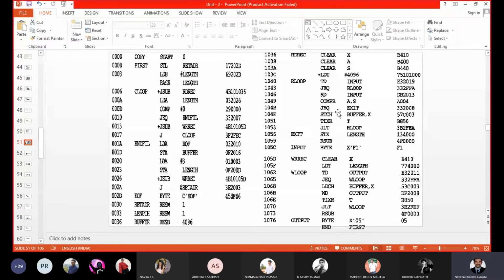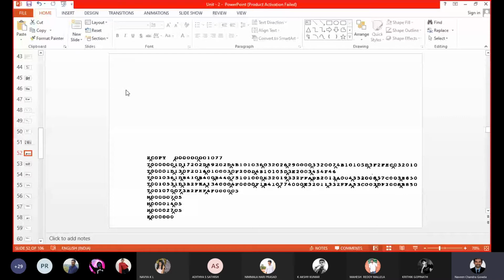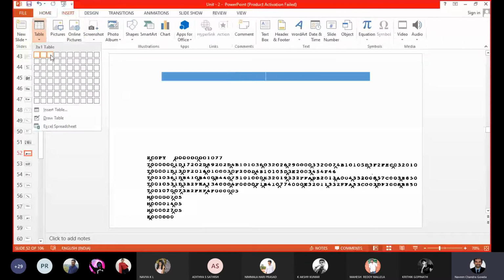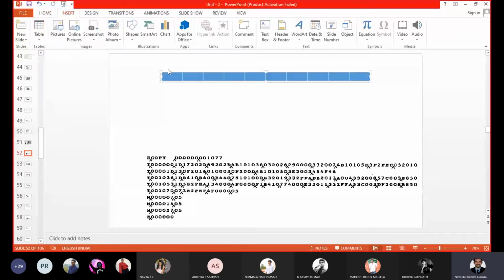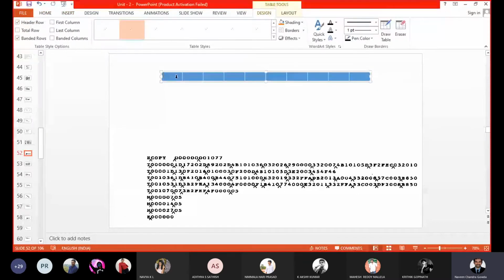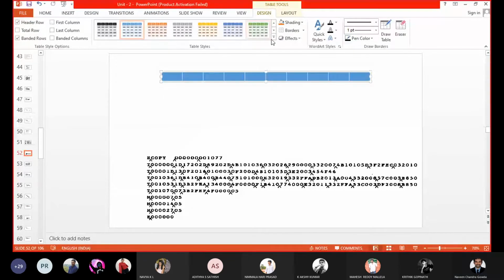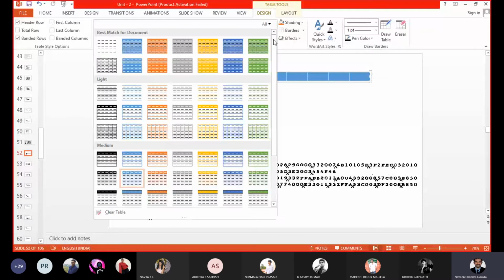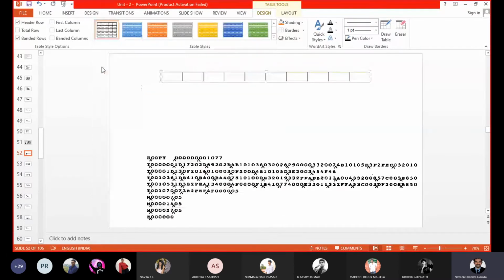Even before that, I hope you remember the different formats of SIC/XE, format 3 and format 4. I'll just consider that itself. If you remember, we have the opcode of 6 bits, followed by n, i, x, b, p and e, followed by the displacement. This is how we have it, right? This is the displacement.